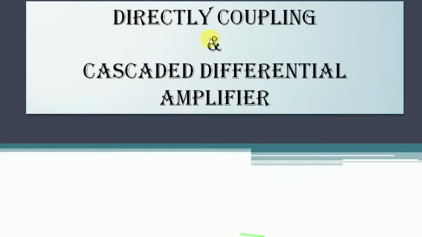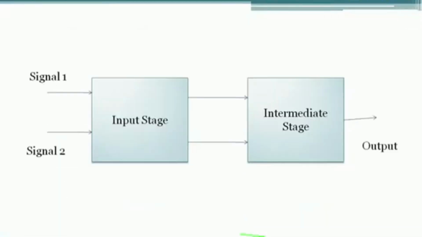The concept of directly coupled and cascaded differential amplifier is used in between the first 2 blocks of your operational amplifier. If you observe the input stage and the intermediate stage, the input stage has two inputs, signal 1 and signal 2, and these two inputs are given to the non-inverting terminal of op amp and inverting terminal of op amp. So we have to use the circuit in the input stage in such a way that it provides the following parameters: high input impedance, high gain and low output impedance.